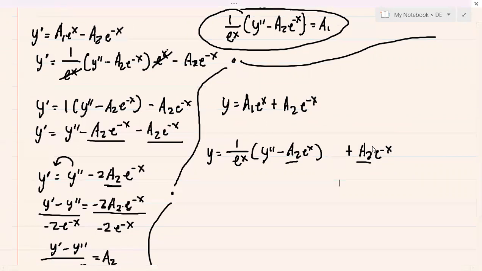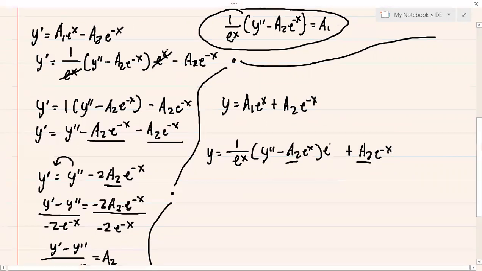I forgot something here. E raised to x. There we go. So now let's simplify. I can cancel e raised to x in the denominator and the numerator. So what happens there, we have 1 times quantity y prime minus a sub 2 e raised to x plus a sub 2 e raised to negative x. Oh, sorry. There it is.